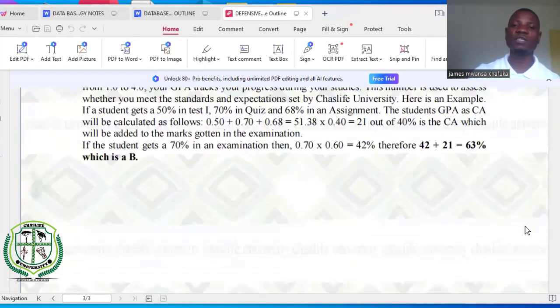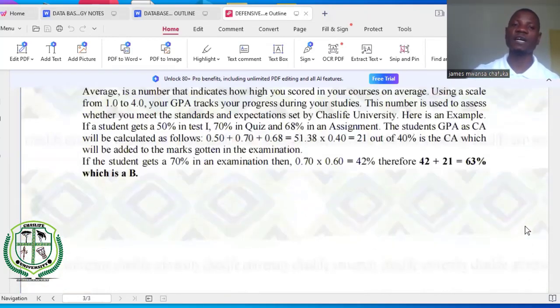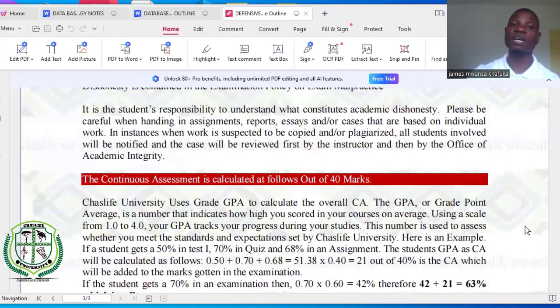The other point is the continuous assessment and how it will be calculated. The continuous assessment, which is CA or CAT, is the addition of the individual assignments, the group project assignments, the quizzes and the tests, and also the exam, which makes a complete 100%. And then the continuous assessment will be calculated by the use of the GPA.